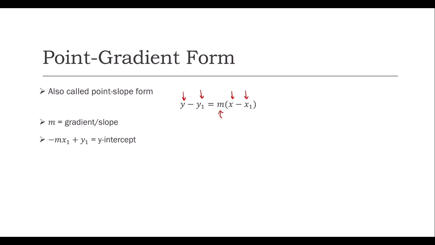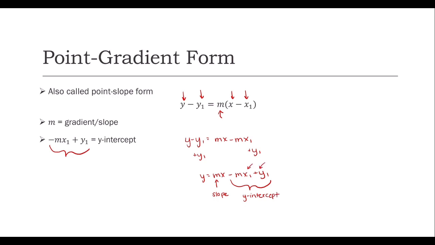So we can figure out where this y-intercept came from. So first we distribute the m. So we have y minus y1 equals mx minus m times x1. And then we'd add y1 to each side. So you get y equals mx minus mx1 plus y1. So this m in front of your x is your slope, and this right here is your y-intercept. So you would need your x1 and y1 from a second point to figure out your y-intercept.